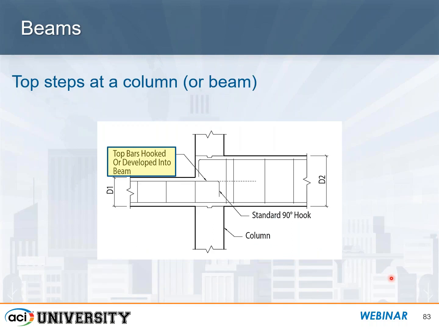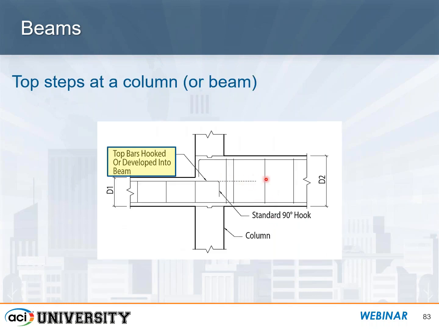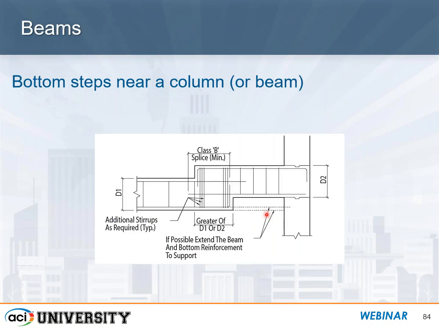Top steps that occur at columns or beams, those are the most economical place to have them. We can provide hooks, or we can just carry the reinforcement out into the other slab, into the other beam. If the bottom step occurs near a column or a beam, hopefully we had the opportunity to carry it all the way to the column. Sometimes we cannot. Then what we have to do is start splicing all the bars and putting additional reinforcement there for stirrups.